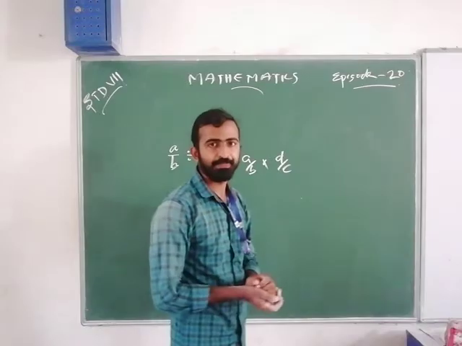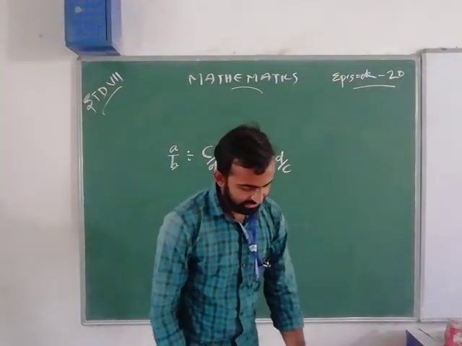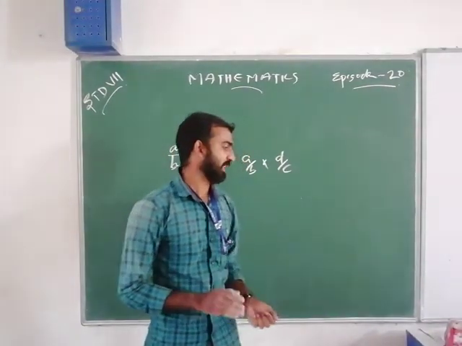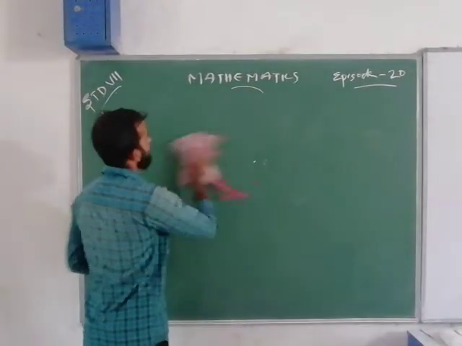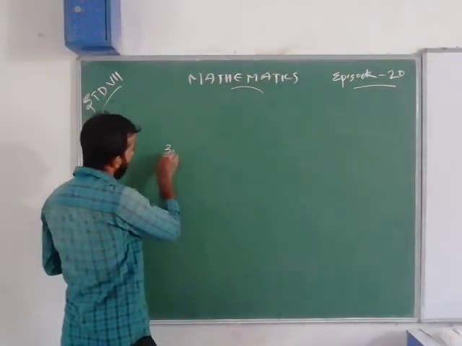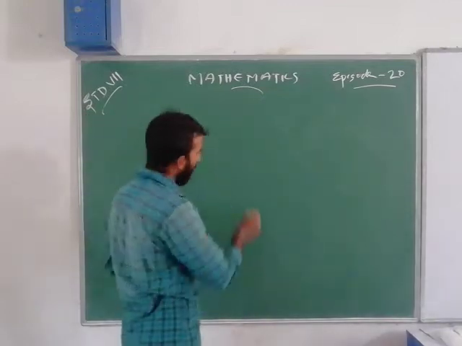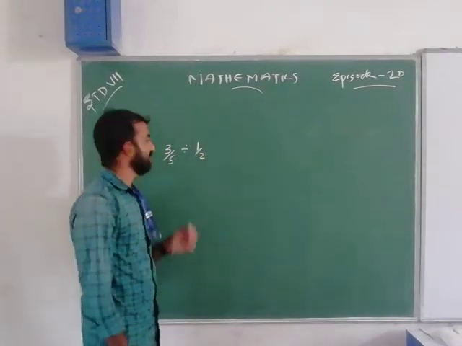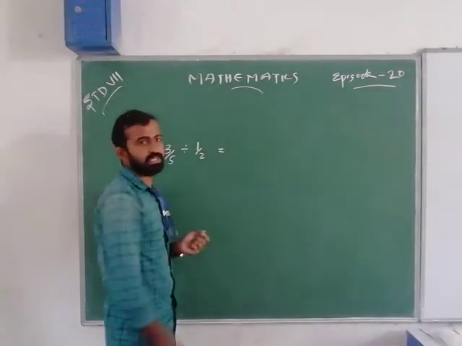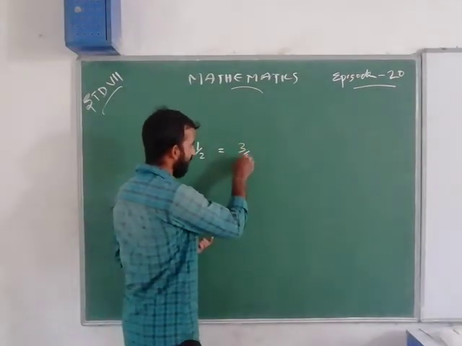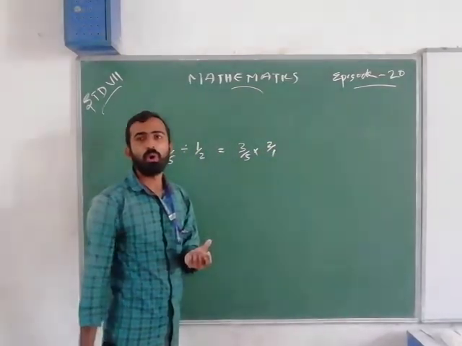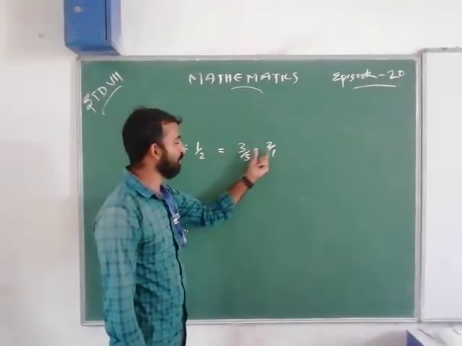Can we start today's class? Okay, first we discuss division of two fractions. For example, 3 by 5 divided by 1/2. We want to find 3/5 divided by 1/2. We know that in division of fraction, that is 3/5 into 2/1. We take the reciprocal of 1/2. Reciprocal of 1/2 means 2/1.